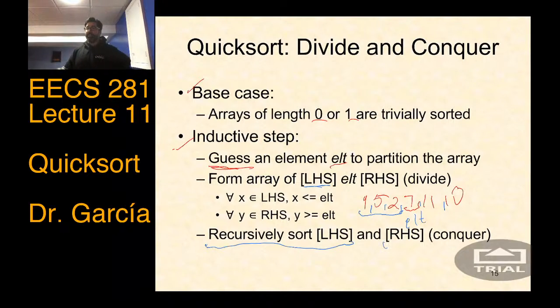So this is the conquer in divide and conquer, right? We're going to do the same process on the left-hand side and the same process on the right-hand side independently in 2 separate recursive calls. Okay? And that's it. That is Quicksort, okay, conceptually, of course.